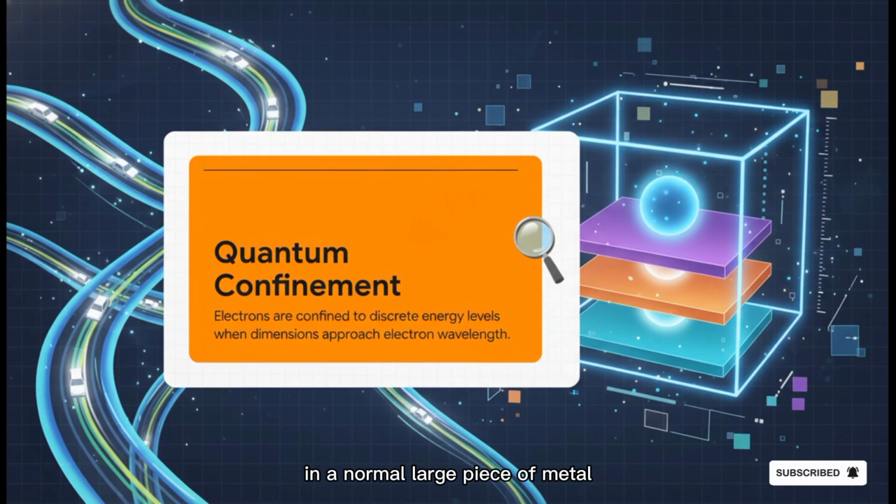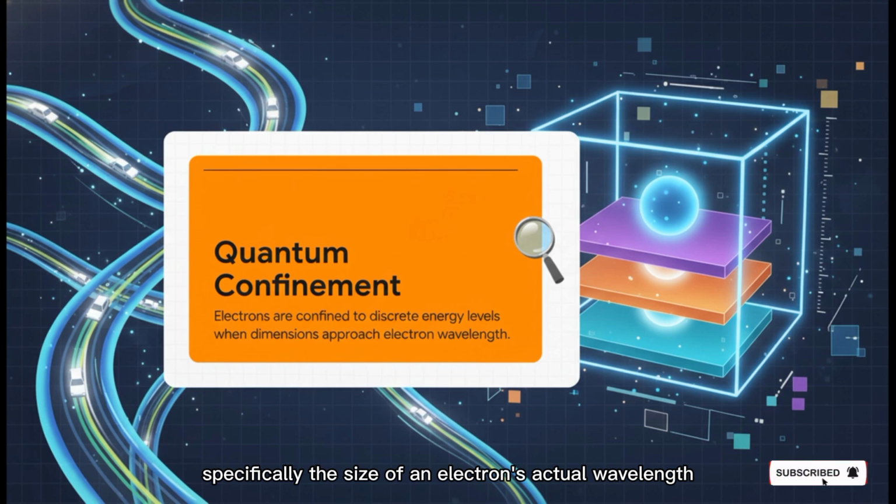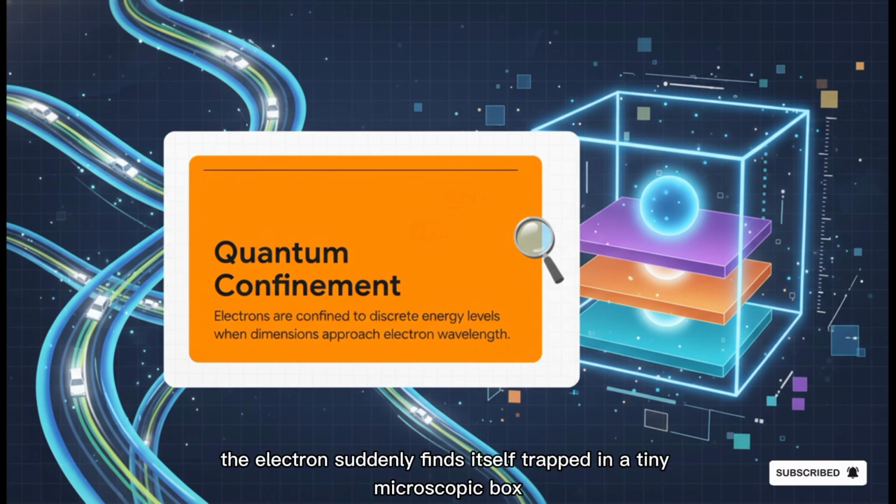In a normal, large piece of metal, electrons are free to just roam around in these continuous bands of energy. It's kind of like they have a massive, wide-open highway to drive on. But when a particle shrinks down to the absolute microscopic extreme, specifically the size of an electron's actual wavelength, the electron suddenly finds itself trapped in a tiny microscopic box.